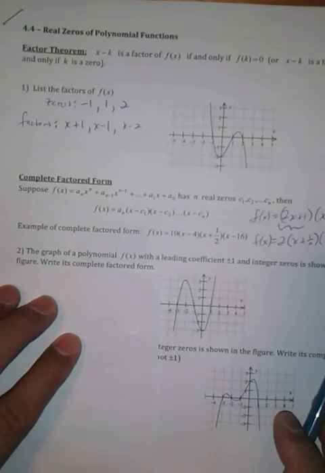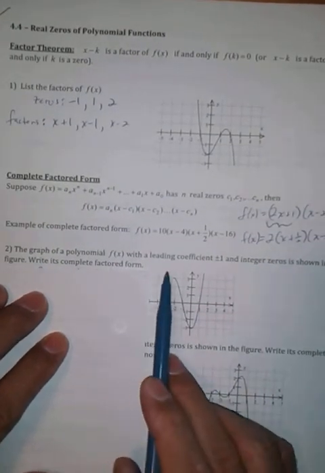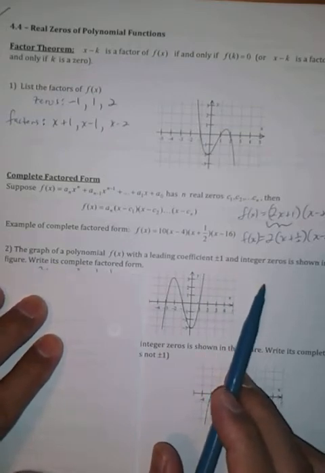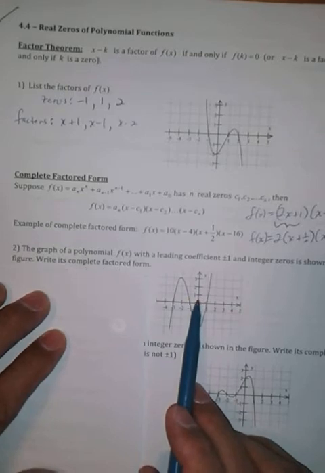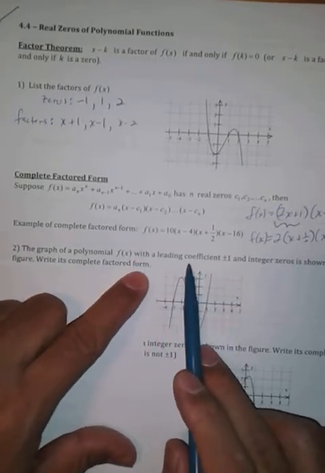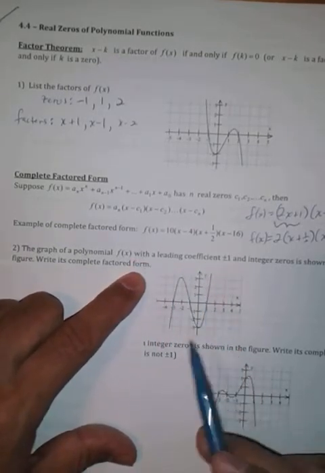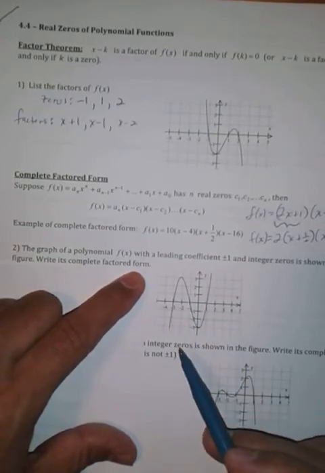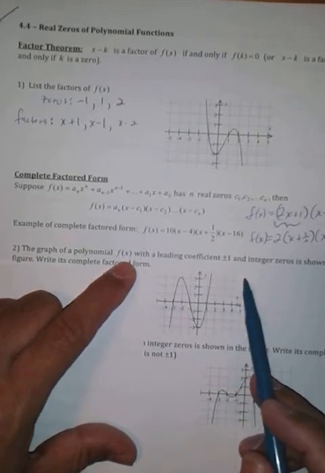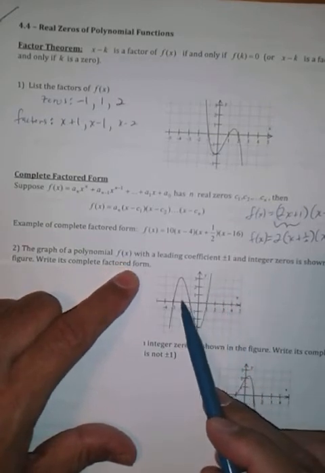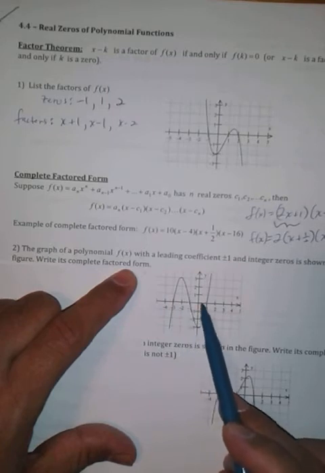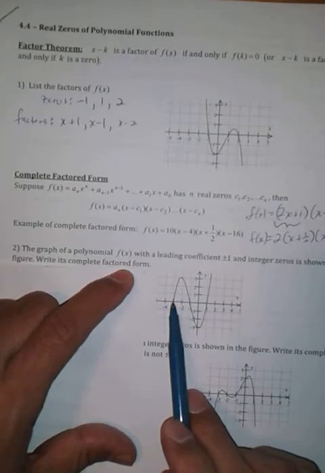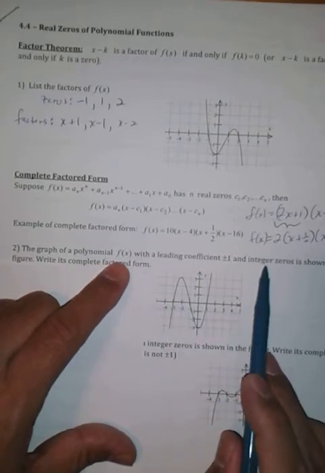It says the graph of a polynomial function f of x with a leading coefficient plus or minus 1 and integer zeros is shown in the figure. Write its complete factored form. All right, so the first thing is, what does a leading coefficient of plus or minus 1 mean? Well, they're telling us that the leading coefficient is either 1 or negative 1. We have to figure out which one of those two it is. And the integer zeros means that the zeros, or the x-intercepts, are at the integers, right? That means it looks like it's close to negative 3 here. That means it is negative 3 because they're integer zeros.